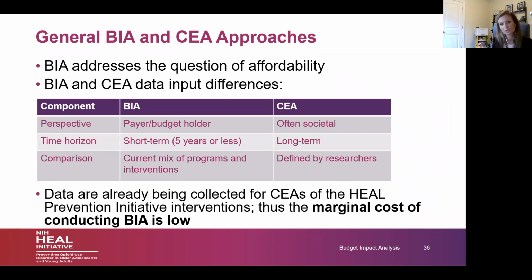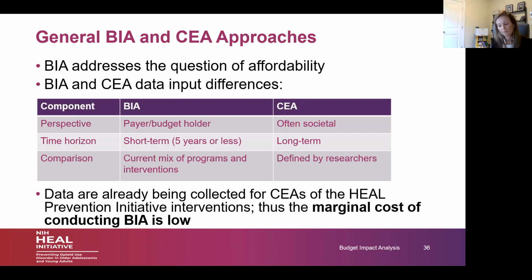The comparison groups or scenarios are also different in the two types of analysis. In BIA, the goal is really to understand how the introduction of a new intervention will impact outcomes in comparison to what is being offered currently. So what is the current mix of the programs or the interventions that the payer is implementing? Whereas in CEA, the comparison group is defined by researchers.